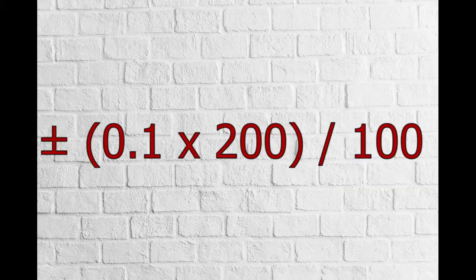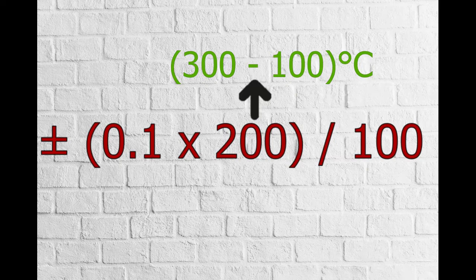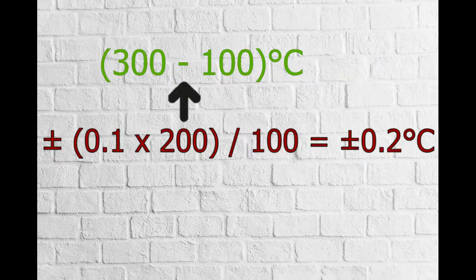Well, for this, we do the following. 0.1 is our dead zone, multiplied by 200, which is our span, by 100 to get rid of the percentage. This will give us as a result plus minus 0.2 Celsius.